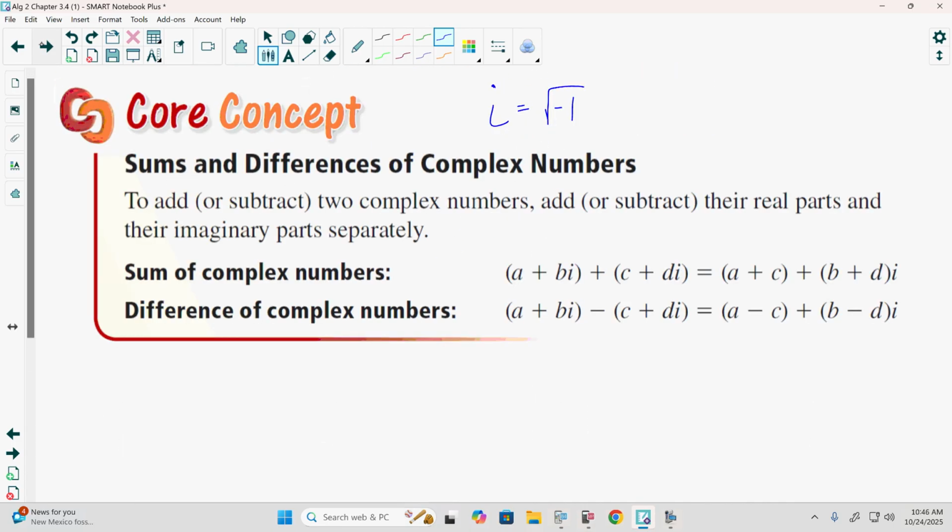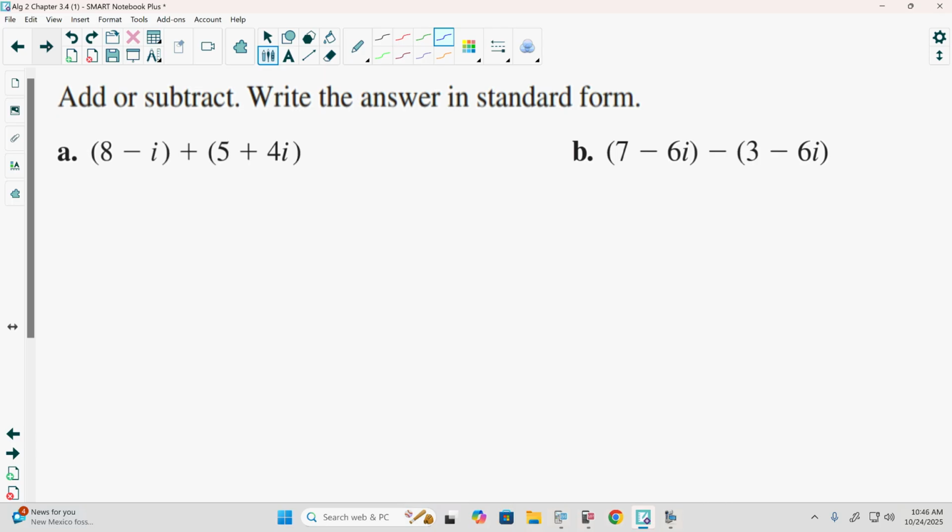Now, sum and difference of complex numbers. If we add or subtract 2 complex numbers in the form of a plus bi, we add the real parts together, and then we add the imaginary parts together. So we look at the first one here, 8 minus i plus 5 plus 4i.